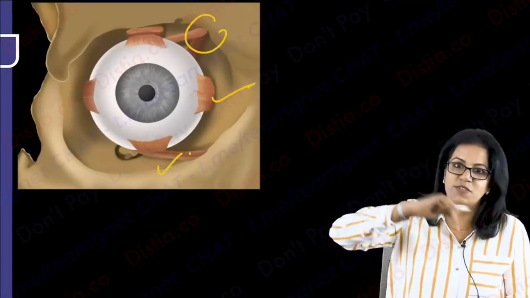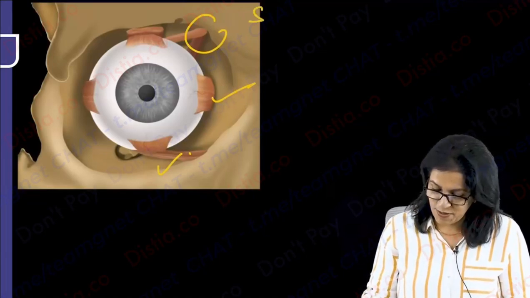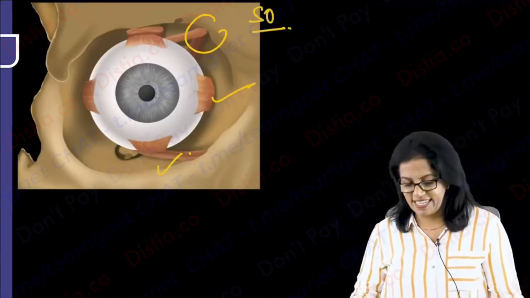The pulley that you see through the trochlea. We are talking of superior oblique. We'll take it in detail later.